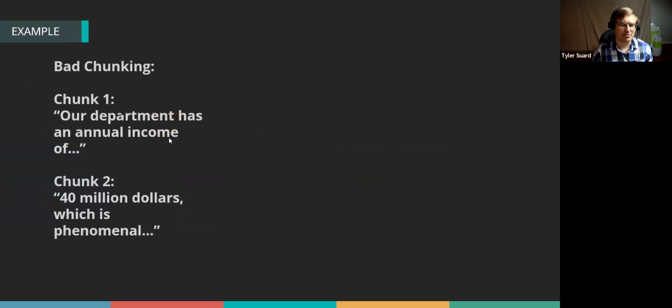For example, we were talking about your company's income. This would be really bad chunking right here because it's too short. Chunk one: "Our department has an annual income of," and then chunk two: "$40 million, which is phenomenal." This would be really bad because if you are doing vector search, like we said before, and you query "our company's income," this chunk would show up, but this chunk would not.